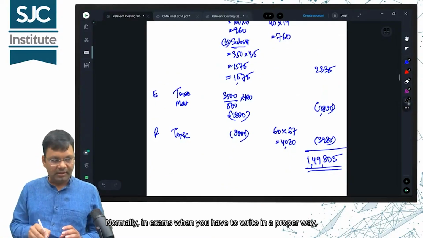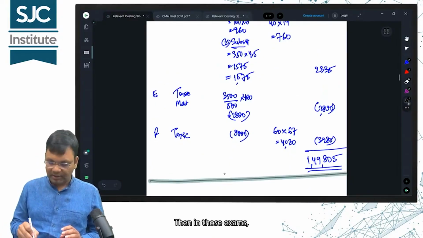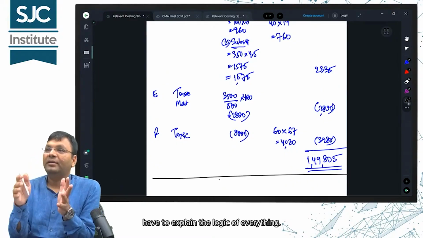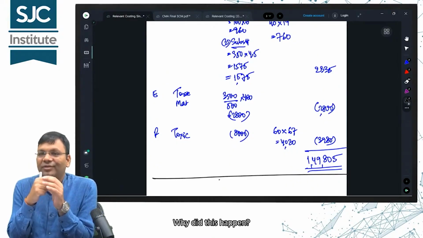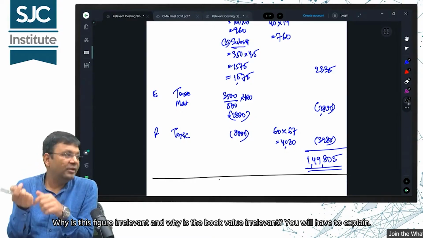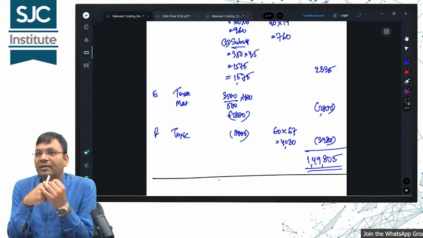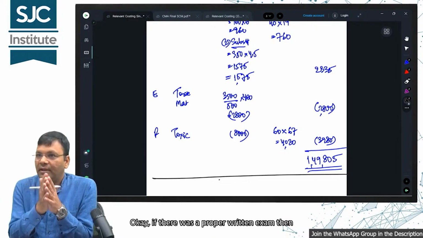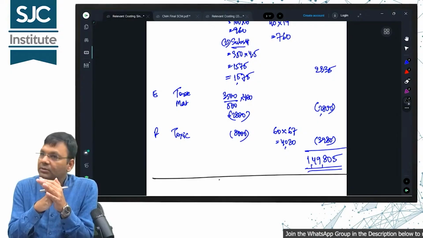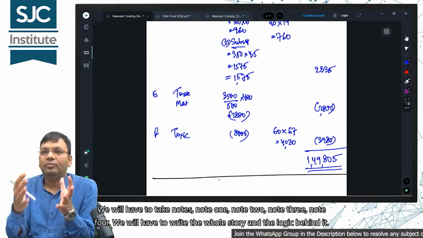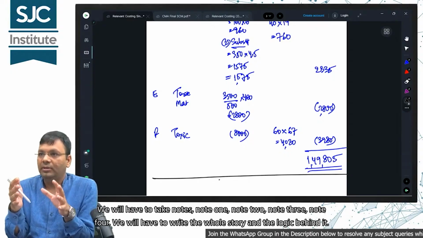Normally in exams, when you have to write in a proper way, you will have to explain the logic of everything. Why did this happen? Why is this figure irrelevant and why is the book value irrelevant? You will have to explain. What is the logic behind your answer? You are just writing the answers now. If there was a proper written exam, then we would have to take notes, note 1, note 2, note 3, note 4. We would have to write the whole story and the logic behind it.